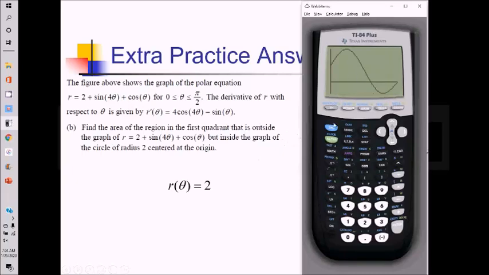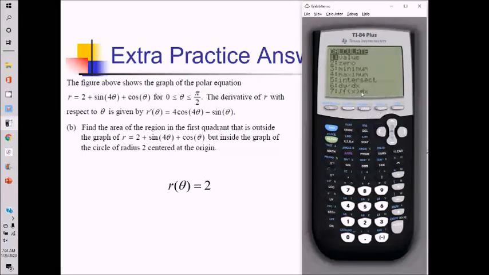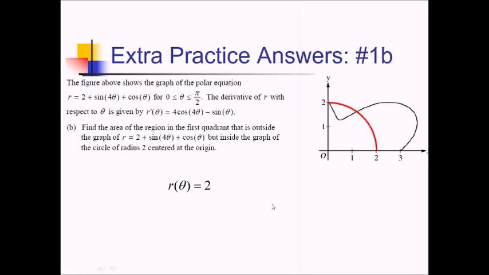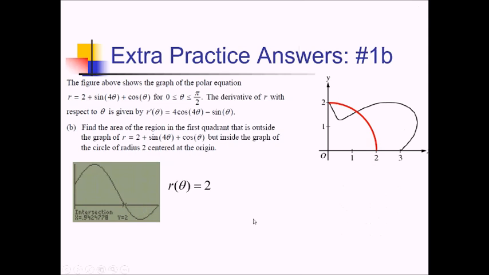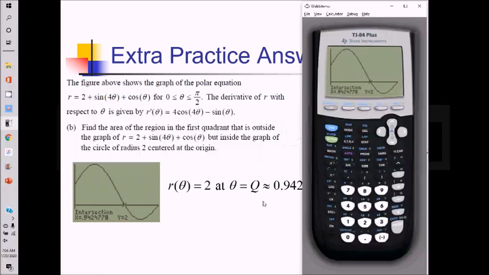So now let me do second trace, option 5 for intersect. And then let me just do enter, enter, enter. That gives us this first intersection, about 0.9425. I'm going to store that, so there it is, drawn out here so we can see it. I'm going to store that as Q on my calculator because I'm going to be using it again.